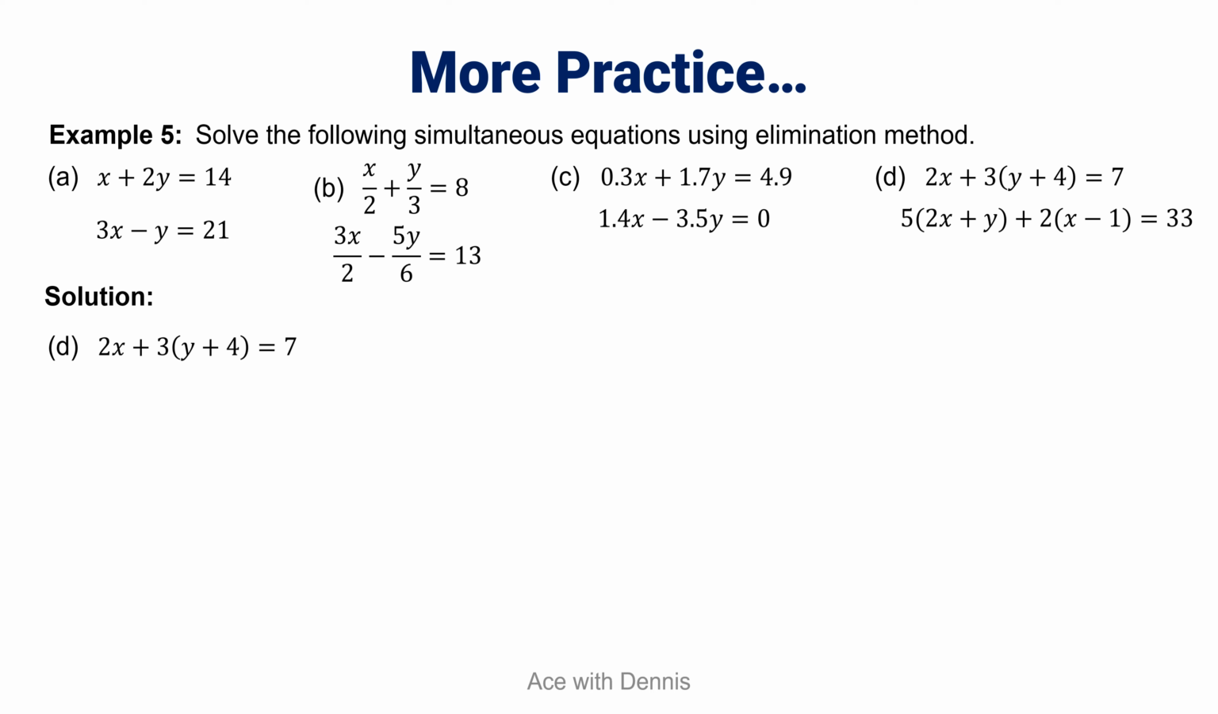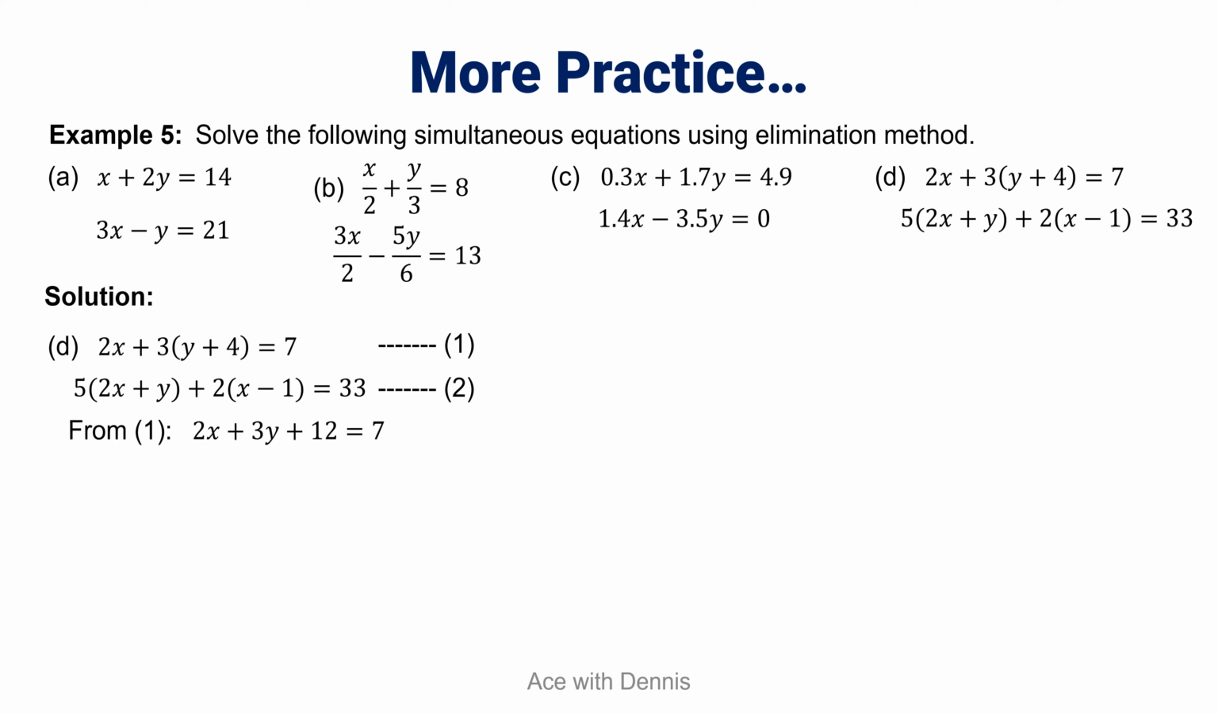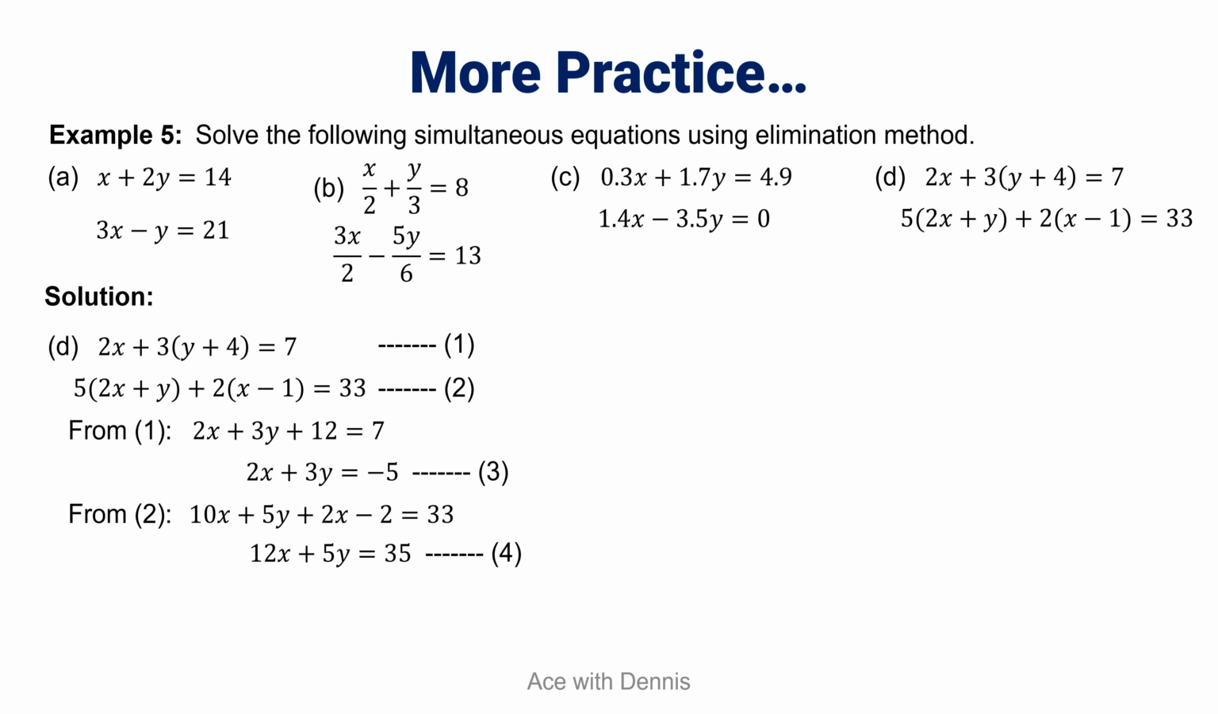So for D, this is the first equation and this is the second equation. The first step is very similar to the previous method, the substitution method. We have to expand the bracket, simplify, and label this as equation number 3. Similarly for equation number 2, expand the bracket, simplify, and we label this as equation number 4. And now you can see that it just follows the standard procedure.